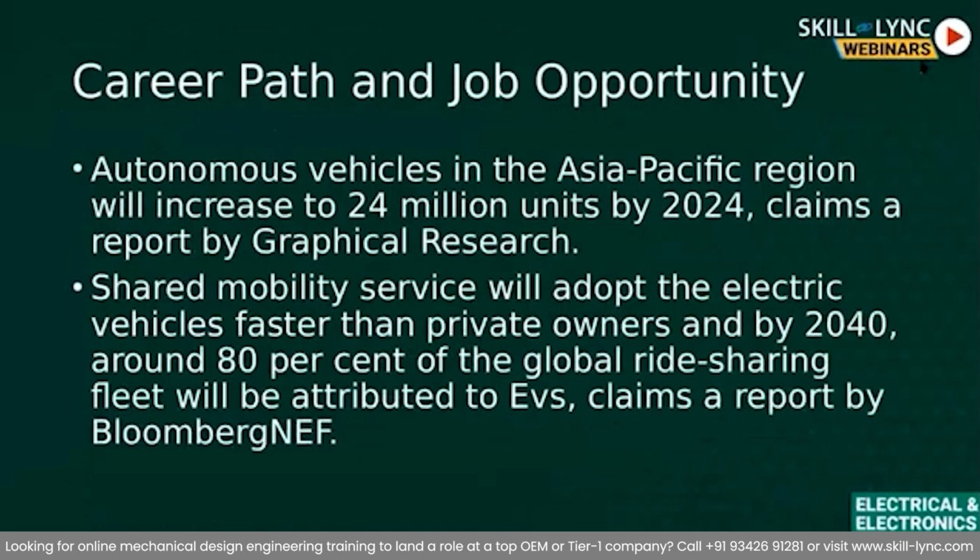Graphical Research reports that autonomous vehicles in the Asia Pacific region will increase to 24 million units by 2024. Graphical Research is a business research firm that provides industry insights, market forecasts, and strategic input through granular research and advisory services. I happened to read a report from this institution which says that by 2024, we are going to have 24 million autonomous vehicles in Asia Pacific.